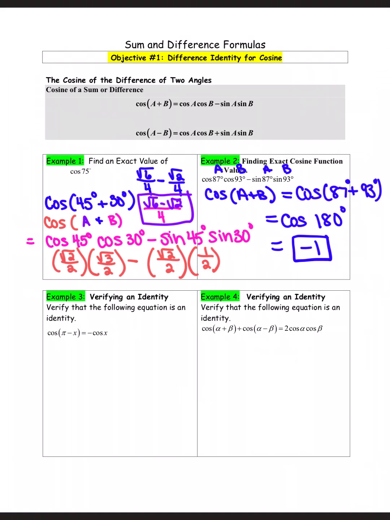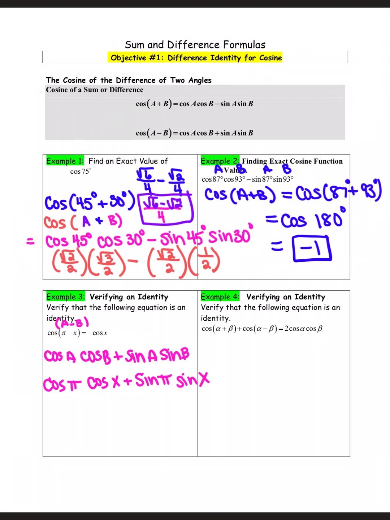Example 3, we're going to verify the identity that cosine of pi minus x is equal to -cosine of x. So once again here, A is pi, B is x. So we're looking at cosine of A minus B, which is cosine of A times cosine of B plus sine of A times sine of B. And we just said that A is pi. So cosine of pi times cosine of B, B is x, plus sine of pi times sine of x.